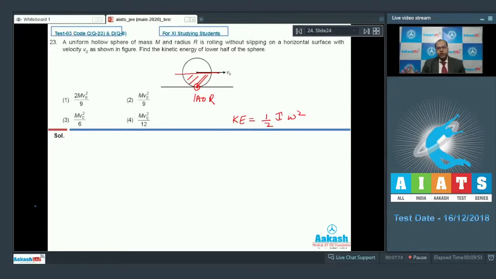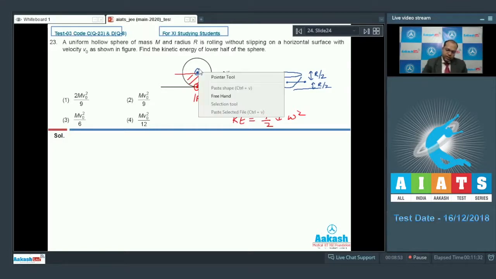So let's check what is I about this point. If I consider the lower half of the hollow sphere, it would be a hollow hemisphere, and the center of mass of the hollow hemisphere lies at this position, at a distance of r by 2 from the above as well as from the bottommost point. If I calculate the moment of inertia of the complete hollow sphere about this point, then it would be written as 2 by 3 m into r square.